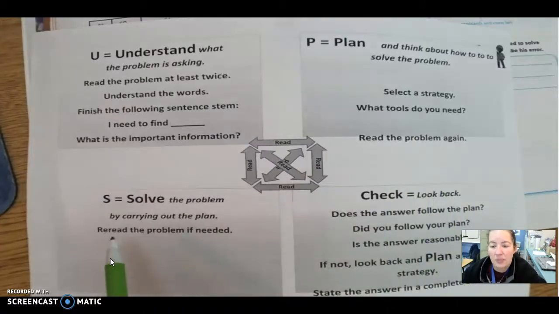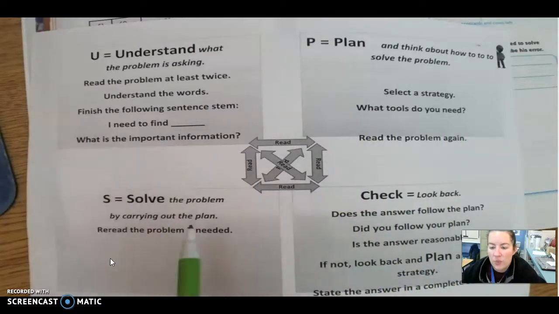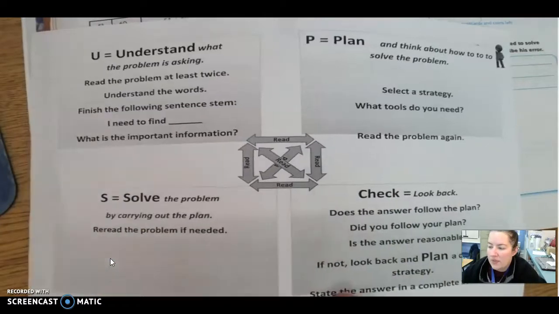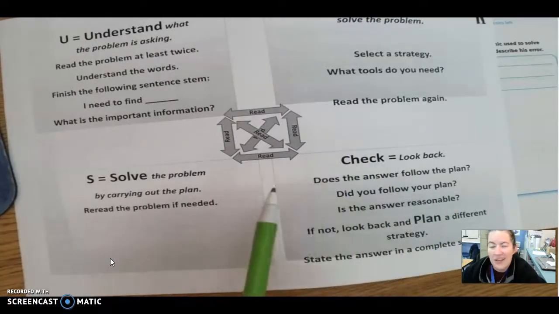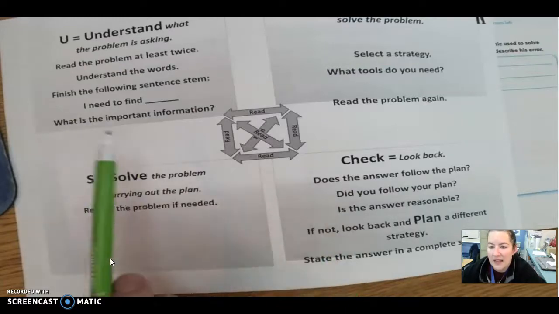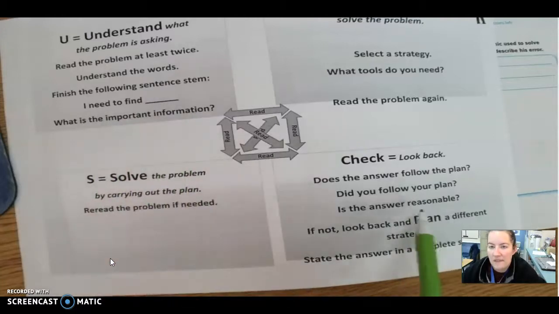Then it's time to solve that plan. We're going to solve the problem by carrying out what we planned to do. Go back and reread the problem if you need to, and then we'll check. Check says, look back. Did I follow the plan? Is my answer reasonable? Does it make sense? Does it answer the question I was asking? I need to find blank. Let's check, did I find that in the story? If it is different, then we need to go back and see maybe where we made a mistake.